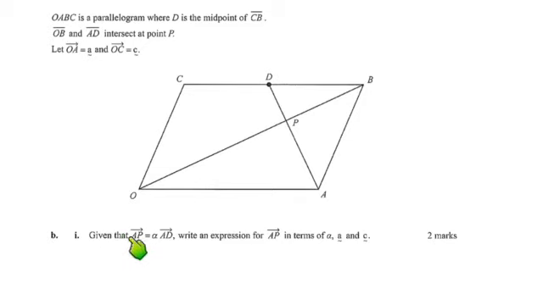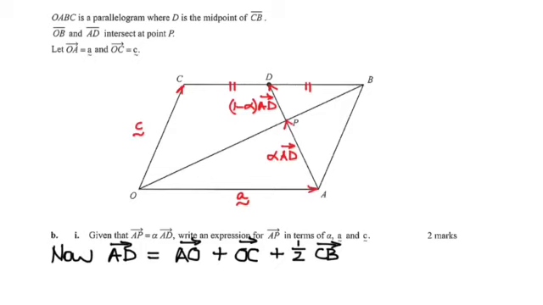Given that AP is alpha times AD, yes, I get that. Write an expression for AP in terms of alpha, A and C. Well, that's a pretty easy question for 2 marks. No problem. So putting in all the information, this one here, AP, is alpha times AD. This is 1 minus alpha times AD, in case you see the fractional thing. You've got to work it out in terms of fractional components, in case we need to do that. Now, arrows all in the right spots, that's looking good.